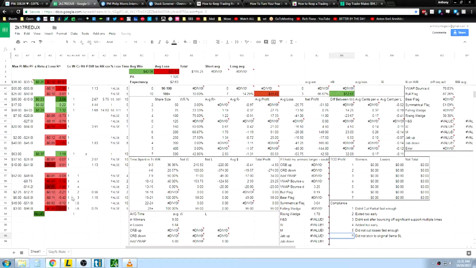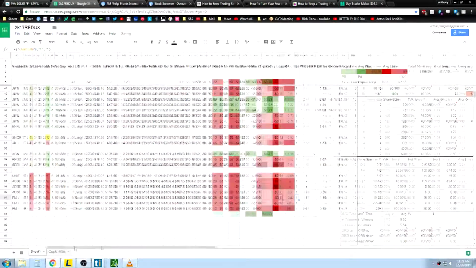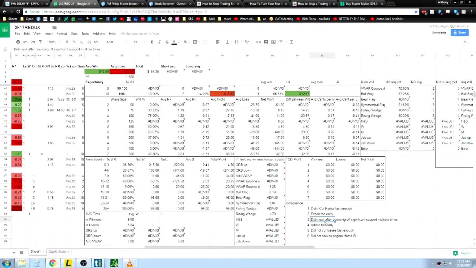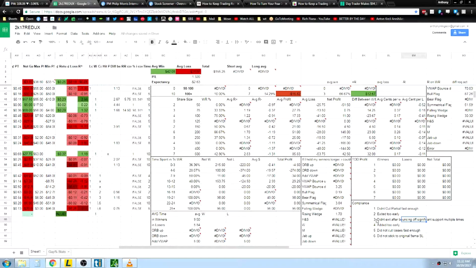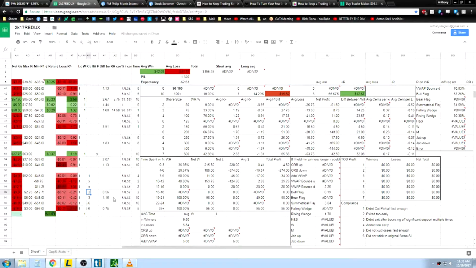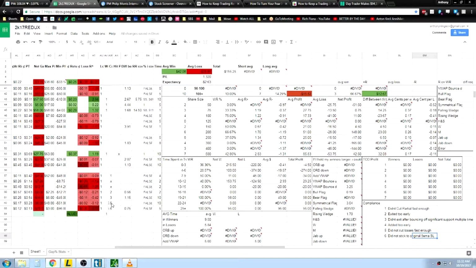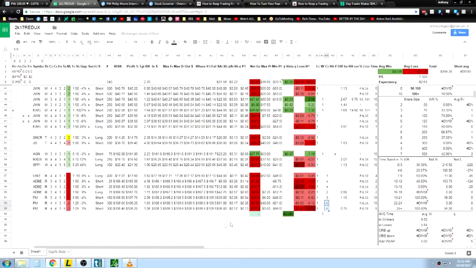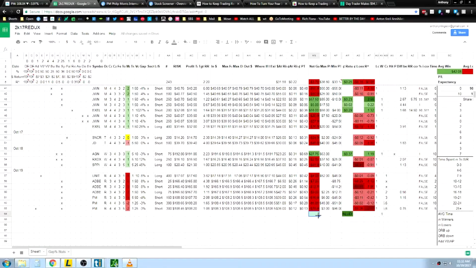And then the big mistakes were for my first PM trade. I didn't exit after bouncing off significant support multiple times. I mean, that was a $9 loser, so that wasn't a terrible mistake, but it was a mistake that could have still been avoided. And then, or a $16 loser, and then I added too early onto the add-in here. I didn't cut my losses fast enough. I didn't stick to my original stop loss on both of these trades.